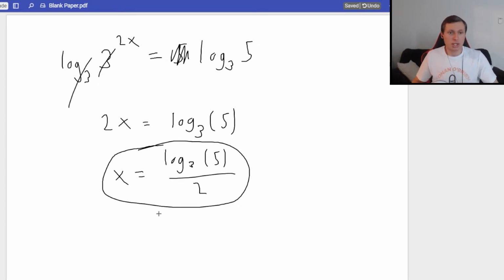So the moral of the story: whenever you have an x in your exponent, the only way to solve for it, to get it out of that exponent, is to take the log base whatever of both sides. Now, in this case, we had log base 3. Log base 3 is kind of rare. Typically, we deal with the natural log.